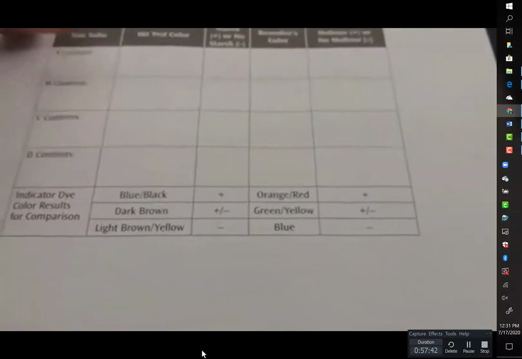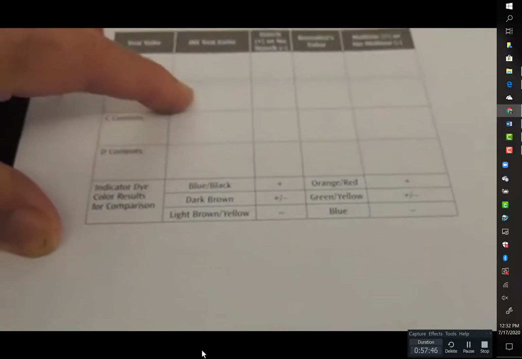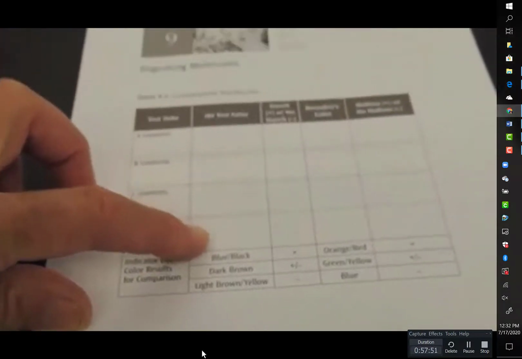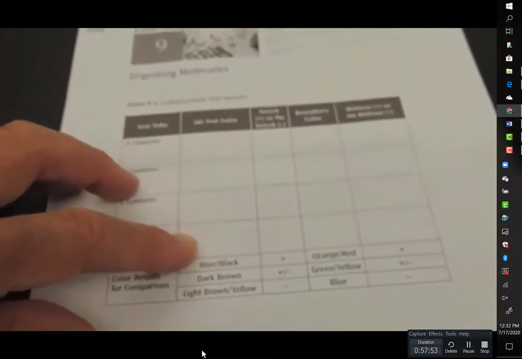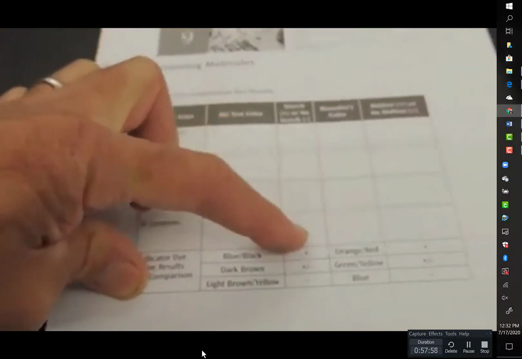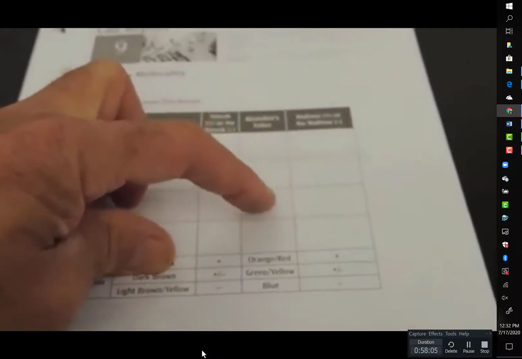So if we're looking at the IKI test results, it's going to be black or blue, kind of a light brown, and then black and blue, and then light brown or yellow right here, and then positive or negative for starch: positive, slight positive, positive, negative. The Benedict's color, it's going to be kind of a green, orange, blue, orange. And so that's going to give us that. And again, that will also tell us positive or negative for maltose on there.